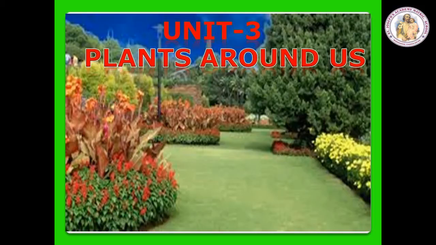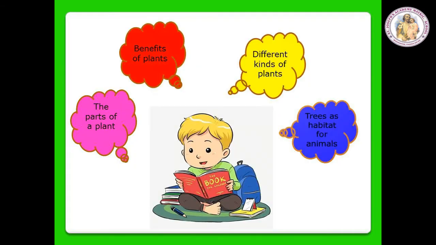Yes, we are going to see the third unit of our EVS. The topic of this unit is plants around us. Come, let's get into the lesson. Now we are going to see Unit 3, Plants Around Us. In this lesson, we will learn about the parts of the plant, different kinds of plants, benefits of plants, and trees as habitats for animals.